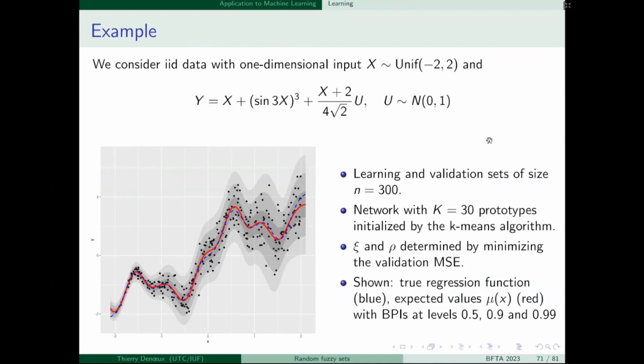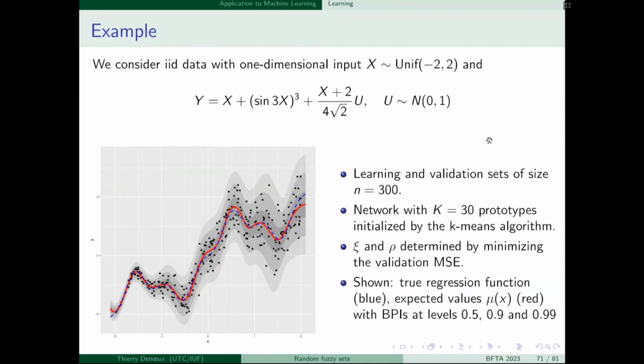Here I use a learning set of 300 data points and a validation set of the same size. I use 30 prototypes, which is a lot, but it doesn't matter because we regularize. The two regularization coefficients were determined by minimizing the validation mean squared error. Here you see three areas, which are three belief prediction intervals. In dark gray, the level is 0.5, the next one is 0.9, and the largest one is 0.99.